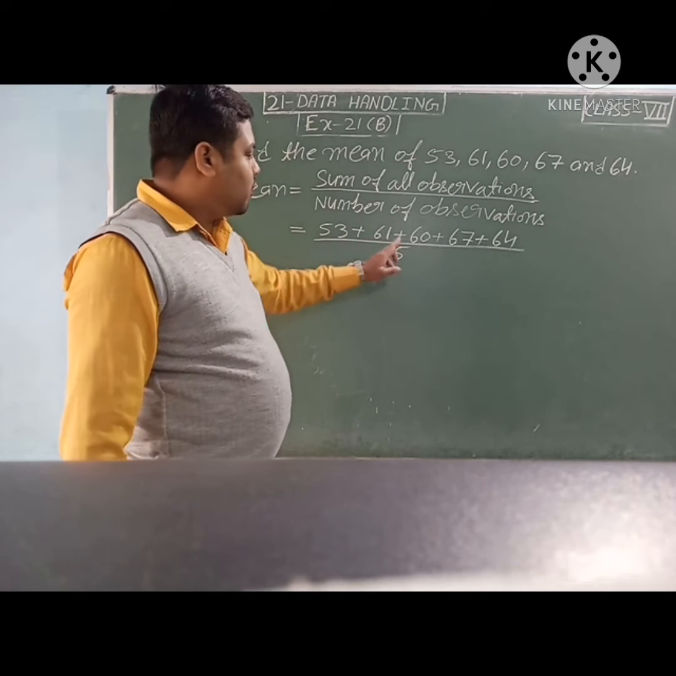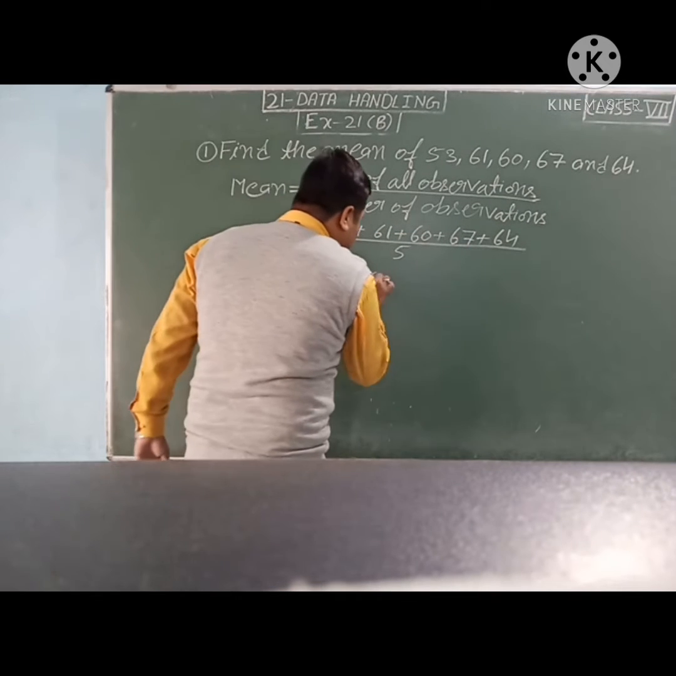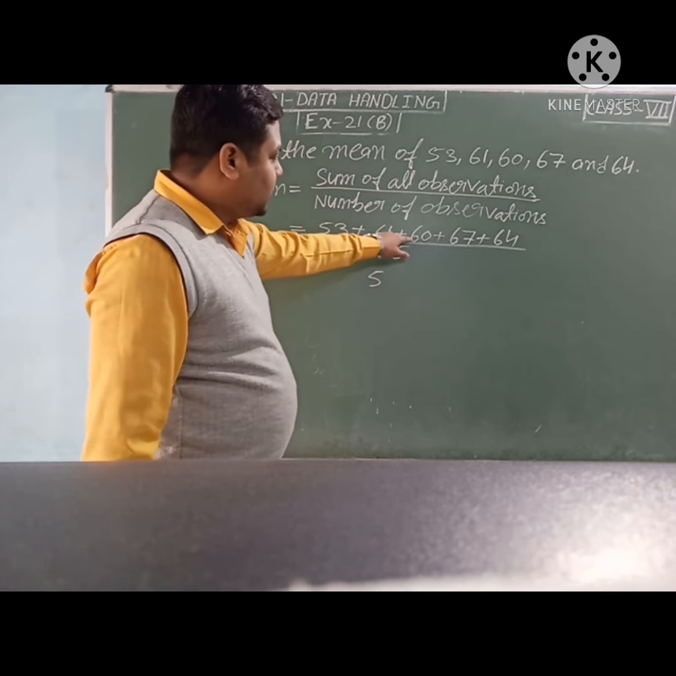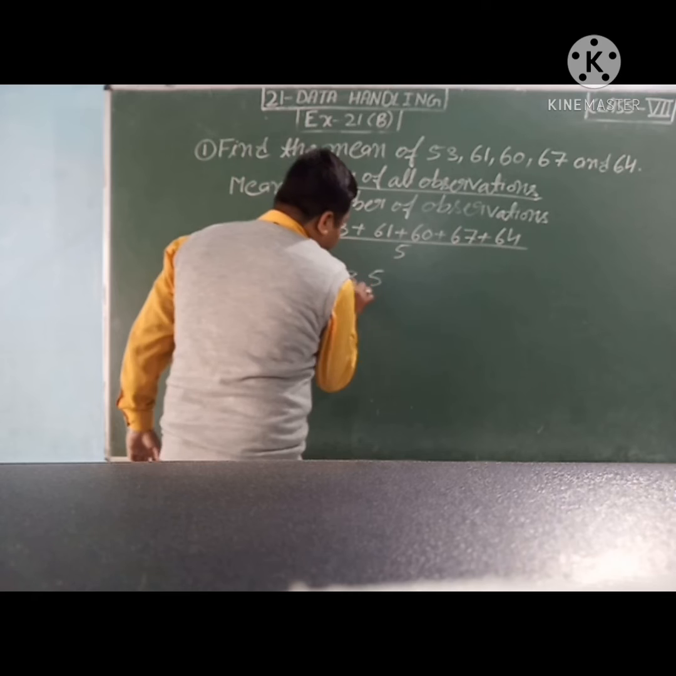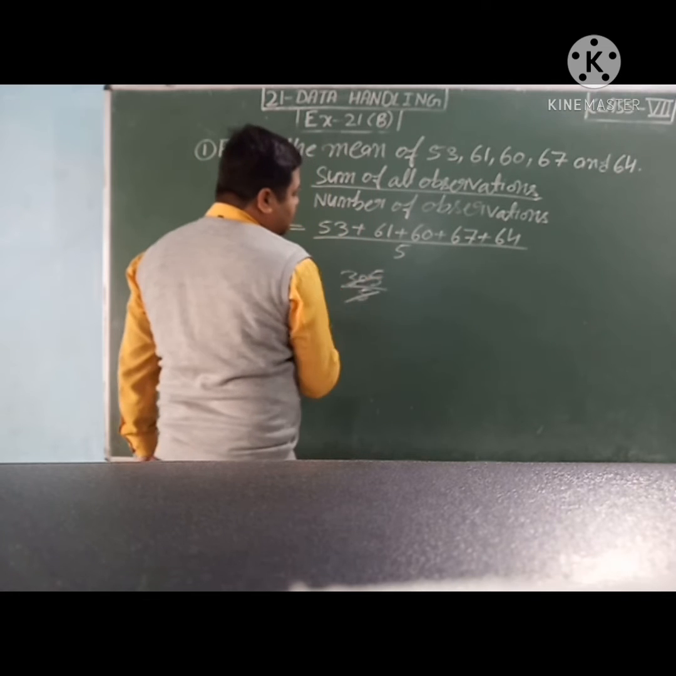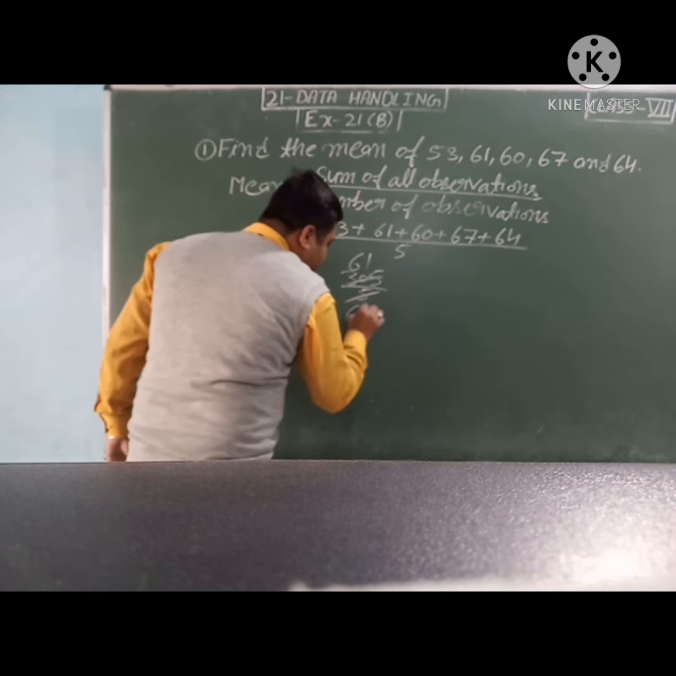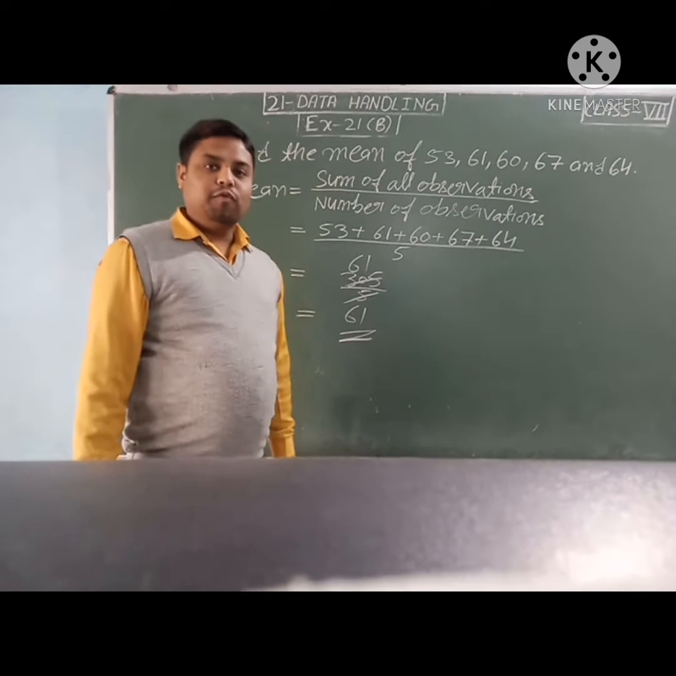3, 1, 4, 4 and 7, 11, 11 plus 4, 15, carry 1. 6, 6, 12, 6, 18, 18, 6, 24 and 6, 30. So 305 upon 5. So we can divide this. 5, 6 are 30, 5 on the 5 is equal to 61. So mean is equal to 61.